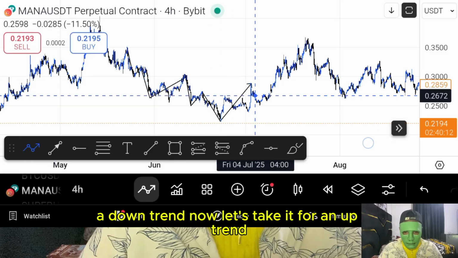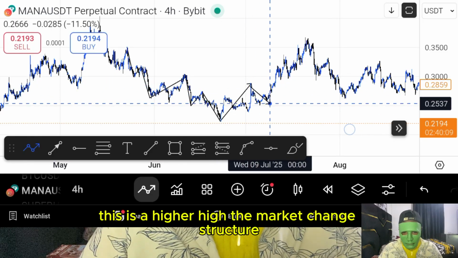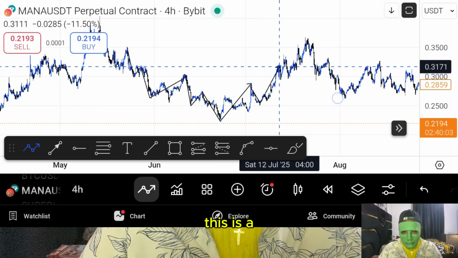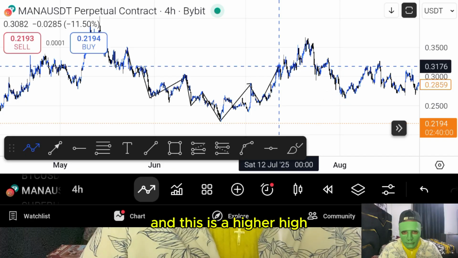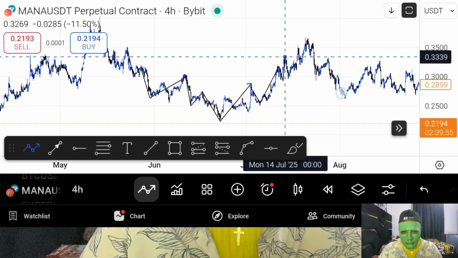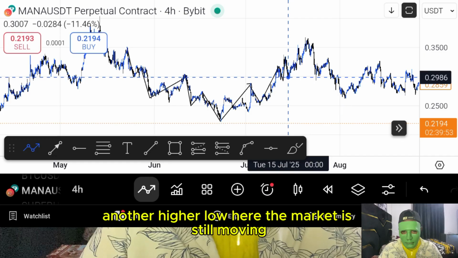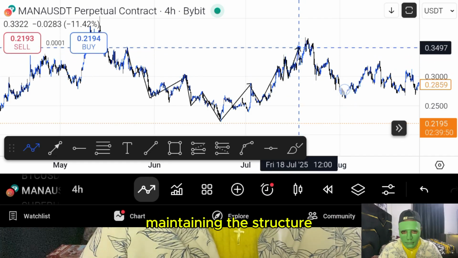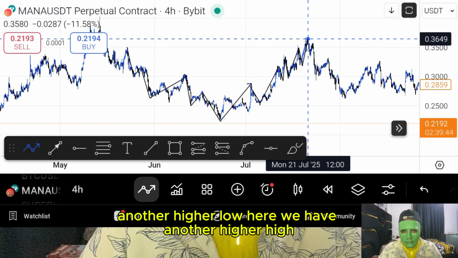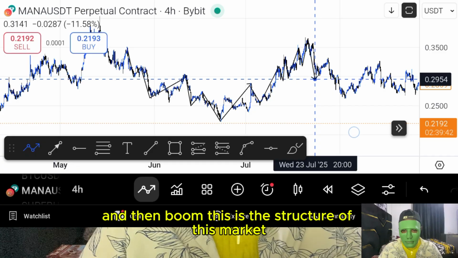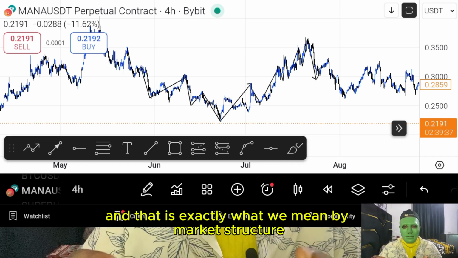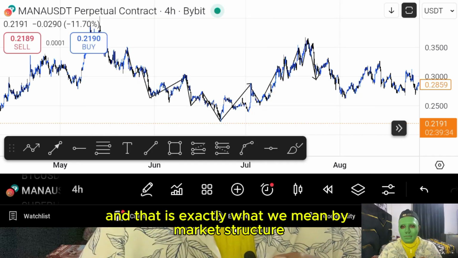Now let's take it for an uptrend. This is a higher high. The market changes structure. This is a higher high. This is a higher low, and this is a higher high. Higher low, higher high, another higher low here. The market is still moving, maintaining the structure. Another higher high here. Another higher low here. We have another higher high, and then boom. This is the structure of this market, and that is exactly what we mean by market structure.